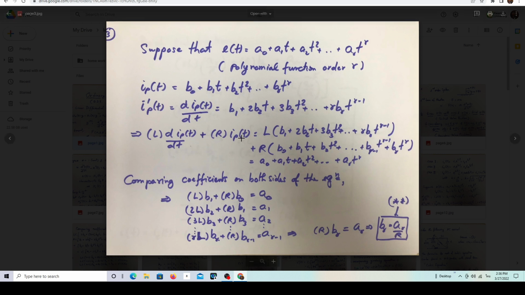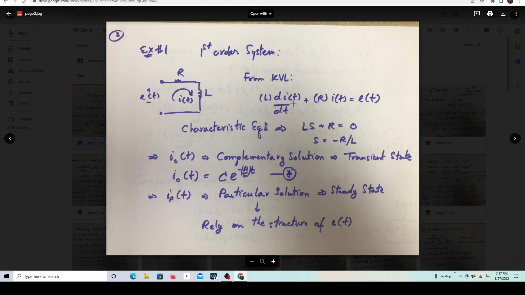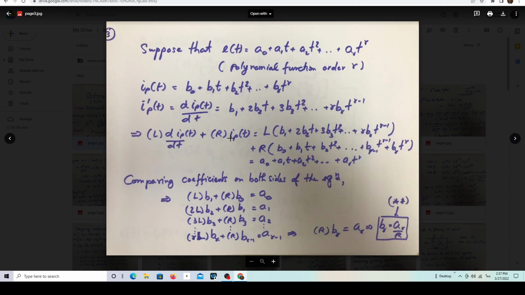You substitute them into the left hand side here. The constant value of inductance L times the first order derivative of I_p(t), which is this term, you put in here, plus R times I_p(t), which is over here, you put in here, and then you know that this left hand side has to be equal to the right hand side.